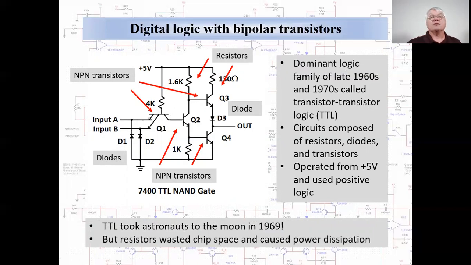But TTL had significant drawbacks. The resistors took up far more chip area than the transistors, and they were the source of significant power dissipation. These would have prevented the microprocessor revolution of the 1970s, which was made possible by the development of a new type of transistor.